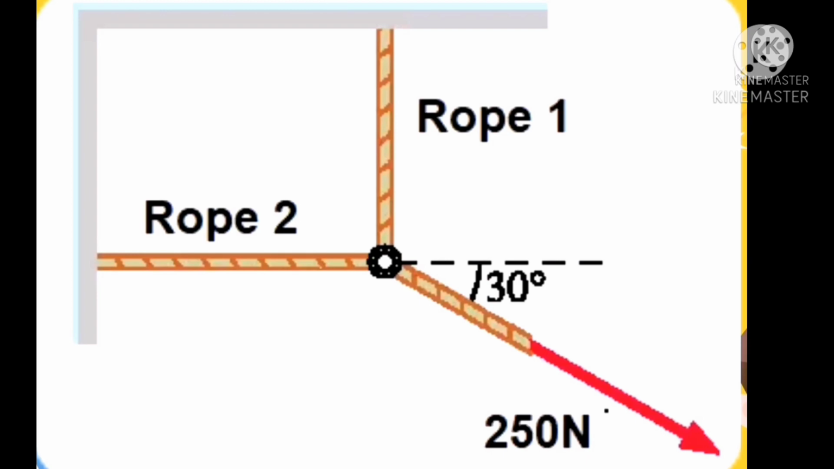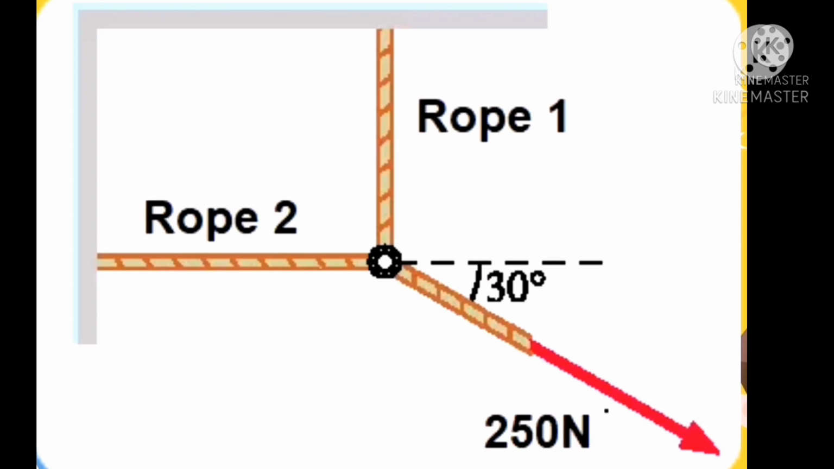Three ropes are tied to a very light ring. Two of the ropes are attached to the wall at right angles. And the third rope is pulled with a force of 250 newton. If the ring is in equilibrium, what are the magnitudes and directions of the tensions in the first two ropes?